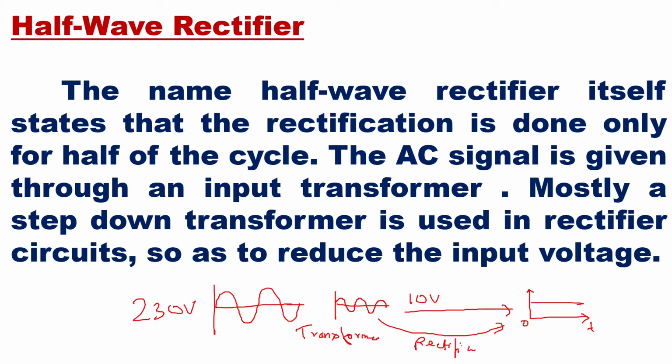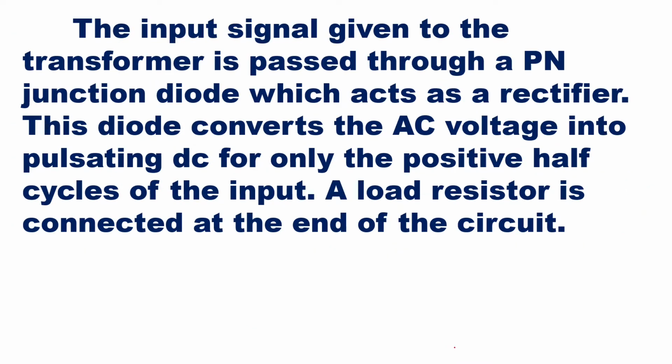But before rectification, the main voltage you get from the supply, from the mains, you have to step down by a transformer. So first you have to use a transformer. A transformer will give you AC to AC output only, but it will step down, step up, or keep the voltage the same, depending upon the number of turns of coils in the transformer. Then next you can see the half-wave rectifier. The input signal given to the transformer is passed through a p-n junction diode, which acts as a rectifier. This is what we are going to see. This diode converts the AC voltage into pulsating DC. We are going to call it pulsating DC because it is not a pure DC.